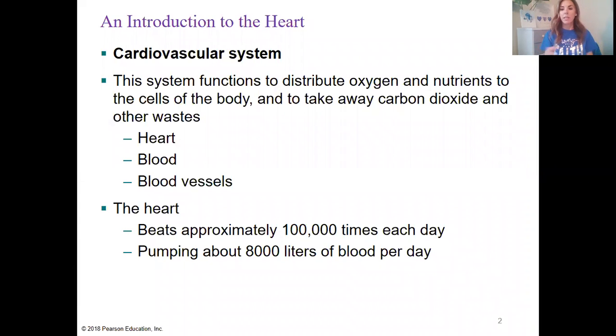Now, obviously, this system is the cardiovascular system. So we're going to be talking about how this is really going to work to help ensure that oxygen and nutrients are going to all of the cells and tissues in the body, while at the same time picking up any of the carbon dioxide or other waste that the body does not need, and we need to find a way to get it out of the system. So whenever we learn about the cardiovascular system, we're talking about the heart, the blood, and the blood vessels.